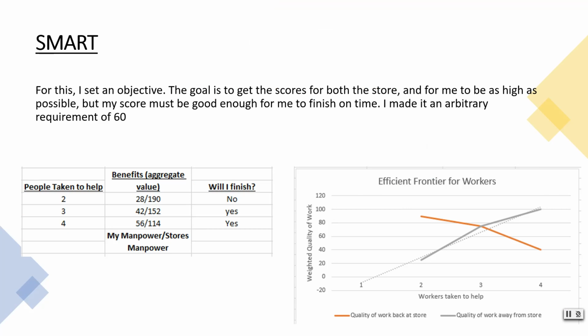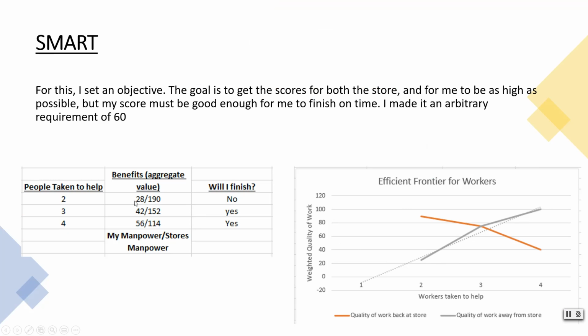If we take a 4th person, what happens is the score of the store ends up getting lower than it needs to be. Since we're trying to keep the store at the maximum amount of workers, we're going to take 3 instead of 4. And you can see with the efficient frontier, it actually kind of reflects this in a way. You see that when we're at 2 workers, we are below the efficient frontier. We're just not going to be able to finish on time.